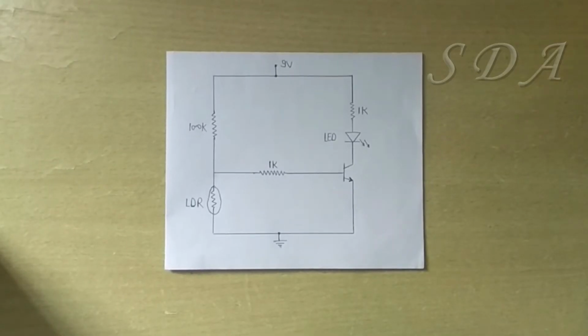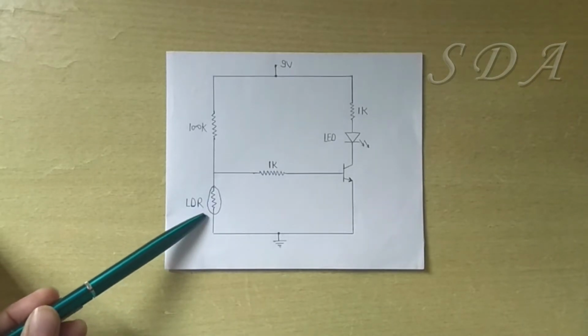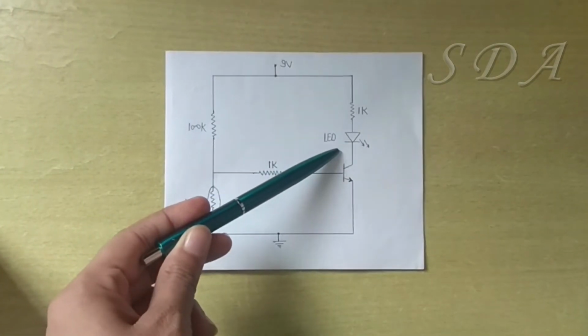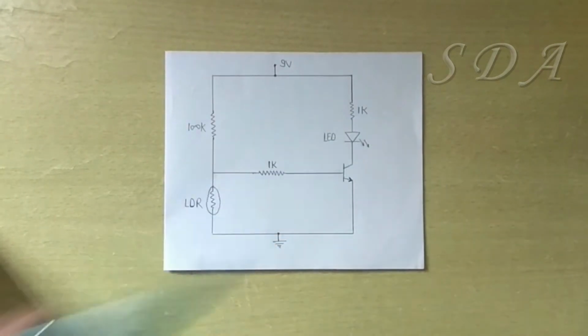So this is our circuit diagram. I used LDR here for sensing of environment light. I am connecting a single LED here. If you want, you can connect multiple LEDs in parallel.